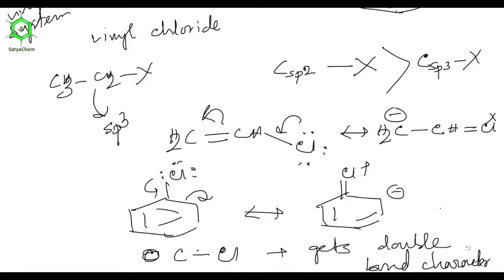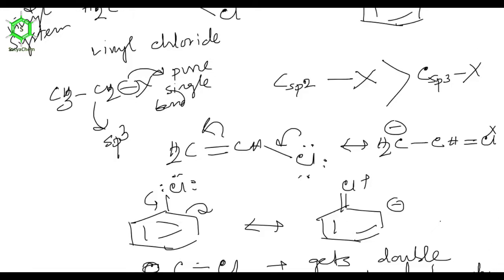Clear? So that is why in case of alkyl halide the C-X bond is a pure sp3 single bond. But in case of vinyl halide or aryl halide, the C-Cl bond gets some double bond character. So in vinyl and aryl halide, the carbon halogen bond is difficult to break.